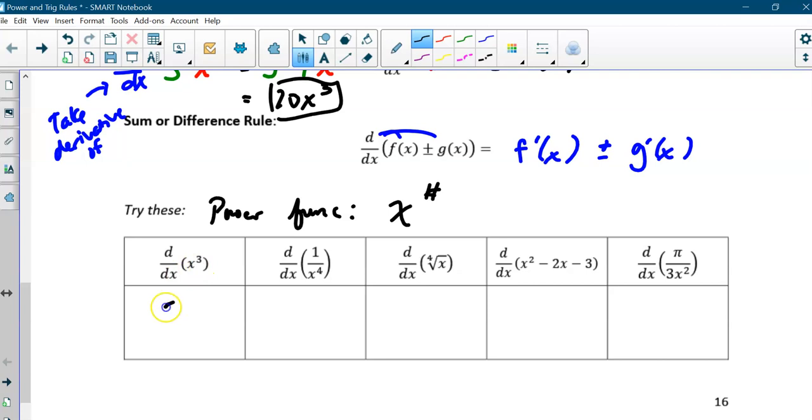The derivative of x cubed, 3x squared. The way I got that, 3 drops down in front, drop the exponent by 1, I get a 2.